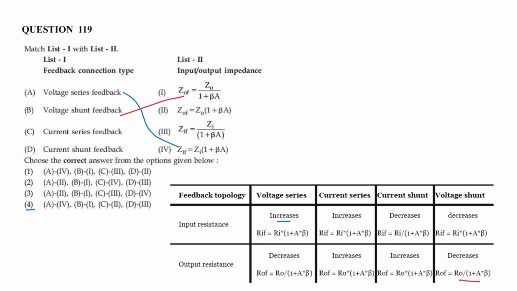Current series feedback, input resistance increases, output resistance increases. So current series feedback, output resistance increases. Current shunt feedback, input resistance decreases. So input resistance gets decreased. A4, B1, C2, D3. Correct answer is option 4.